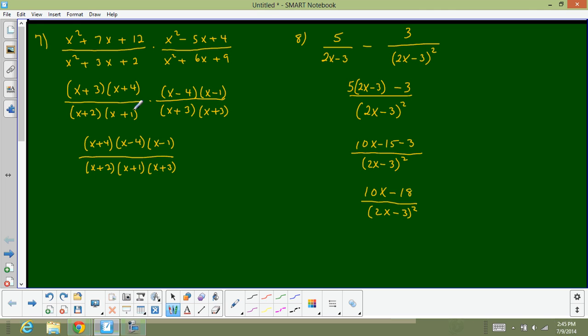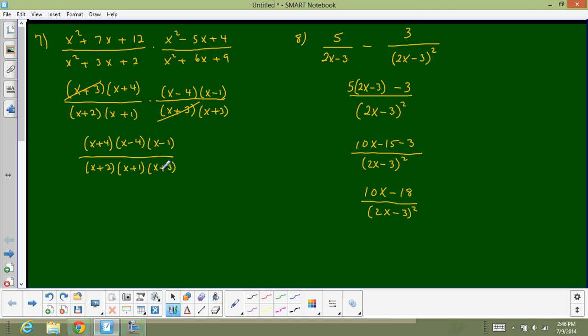Now, as we multiply tops and multiply bottoms, you realize the only cancellation you have, numerator to denominator, are the x plus 3 and one of the x plus 3's in the denominator. They have to cancel numerator to denominator, and they have to cancel 1 for 1.